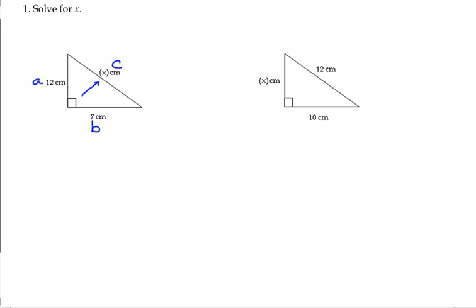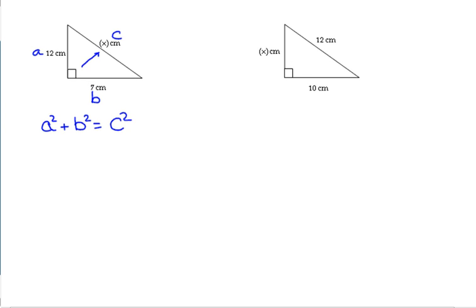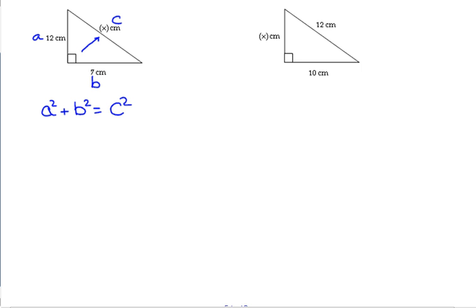Okay, so we have C squared. Do you guys usually write A squared plus B squared equals C squared, or C squared equals? Okay. A squared plus B squared equals C squared. Let's fill her in. What's A? 12 squared plus 7 squared equals C squared. So what I usually do is before I square root, let's actually square and add these together so that we don't confuse BEDMAS.